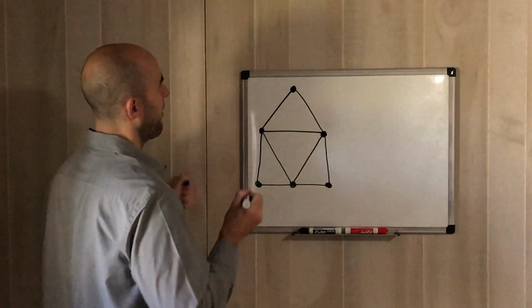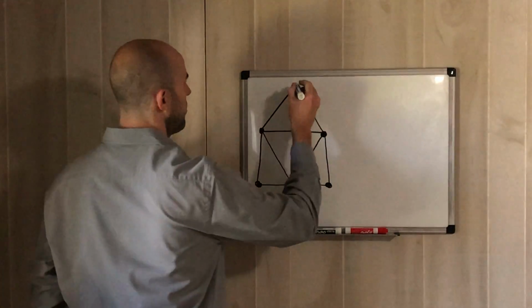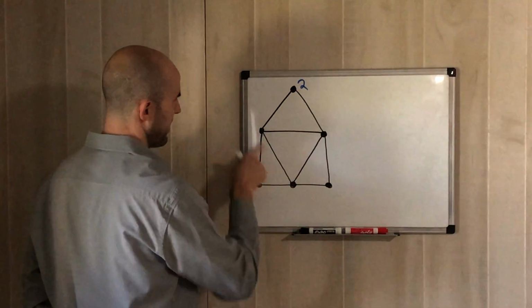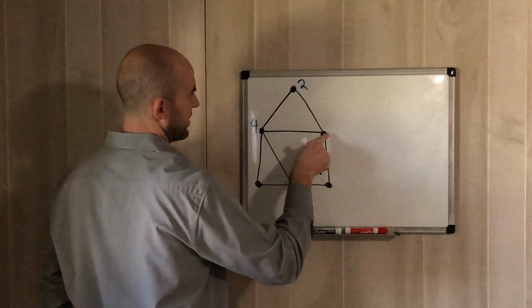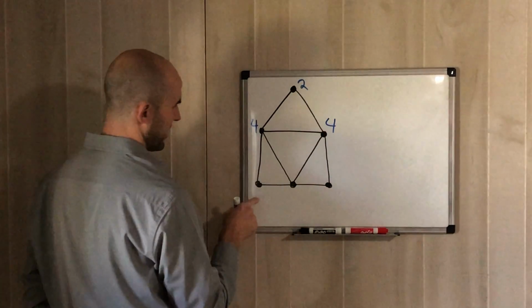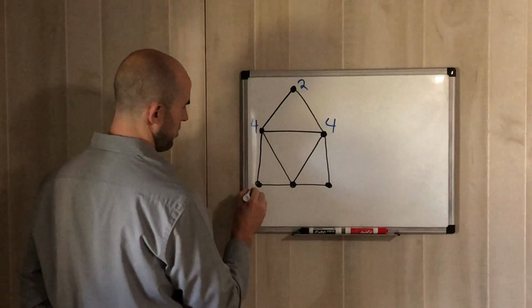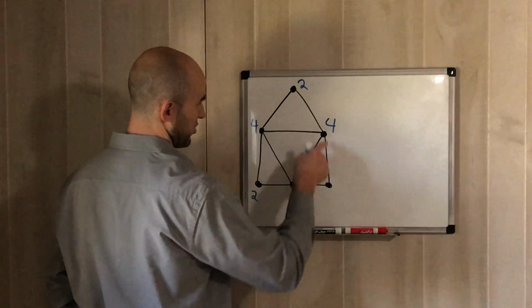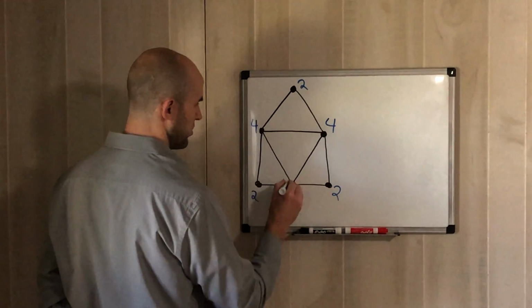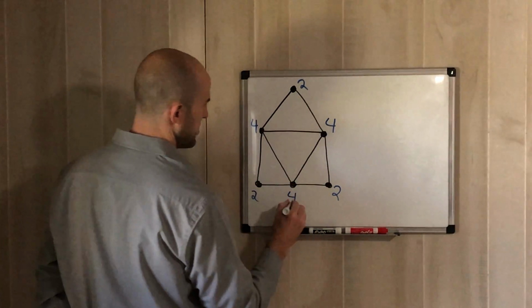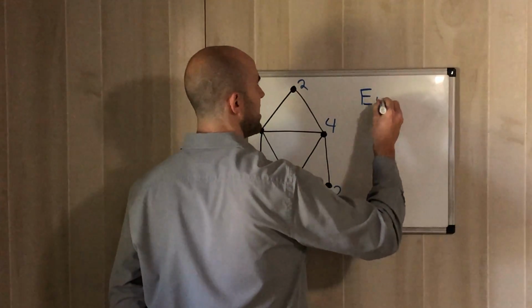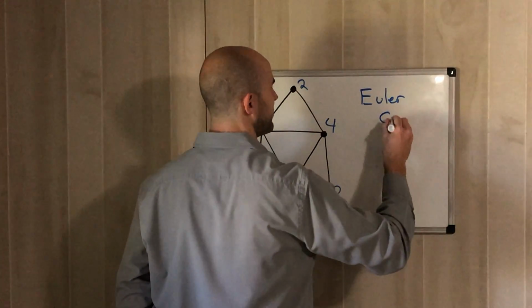So we know that the top one is 1, 2. We know that this one here is 1, 2, 3, 4. We know that this one here, 1, 2, 3, 4. We know that this one here is 1, 2. We know that this one here is 1, 2. And we know that this one is 1, 2, 3, 4. So even though it looks complicated, we automatically know again, it's an Euler circuit.